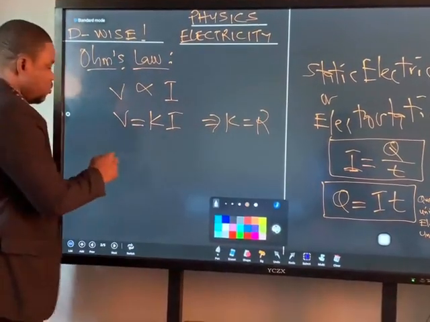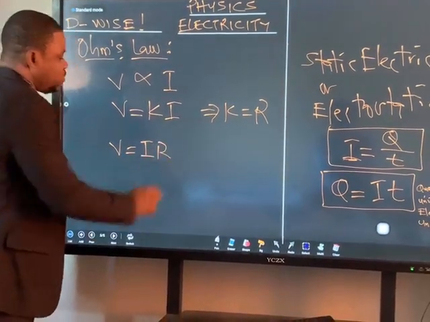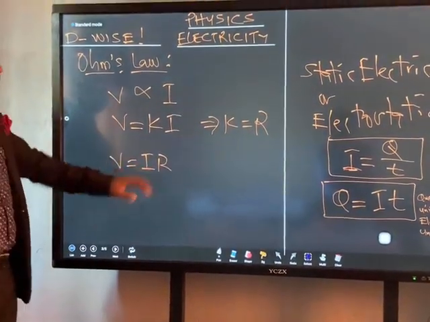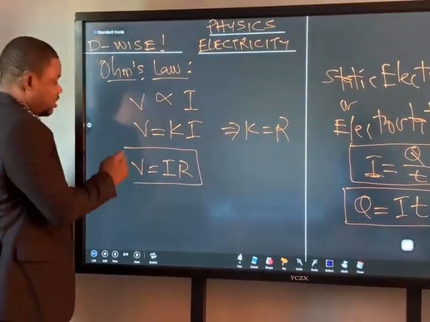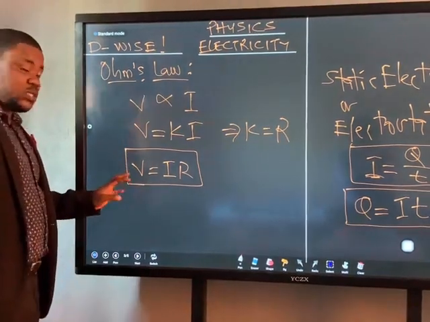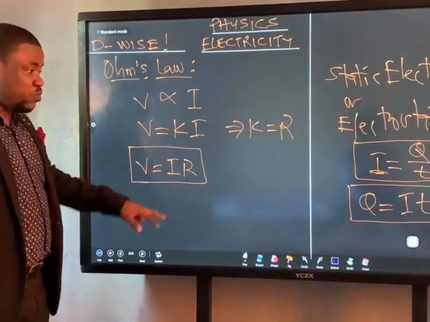This simply means that V will be equal to current times resistance. I'm arranging alphabetically: current times resistance gives the potential difference. This is from Ohm's law. Ohm's law states that the potential difference is equal to current times resistance.